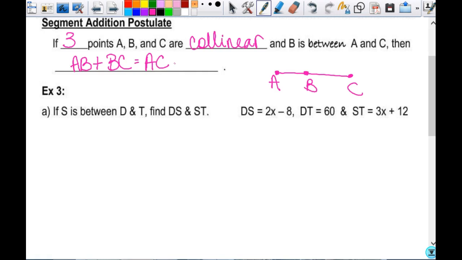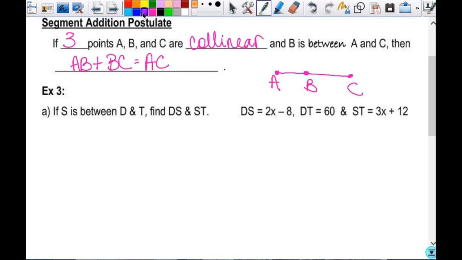Remember, be thankful that postulates usually make sense. Segment addition postulate is exactly what it sounds like. You're adding segments together, right? But do you actually get to add segments? You're adding what? The lengths of the segments. Okay, you can't add pictures, but you can add numbers. So we're adding the lengths of the segments is what's happening.